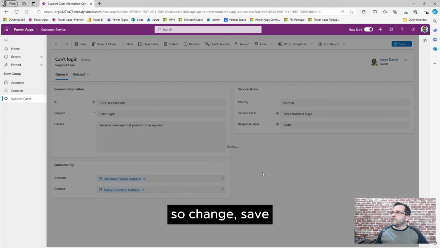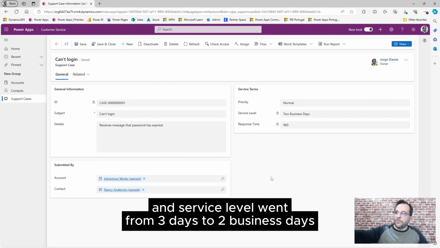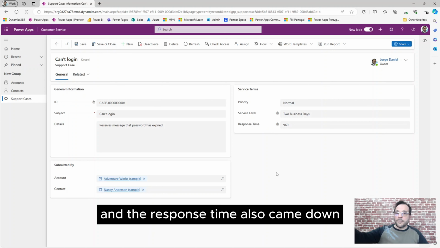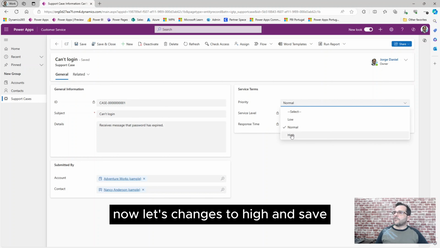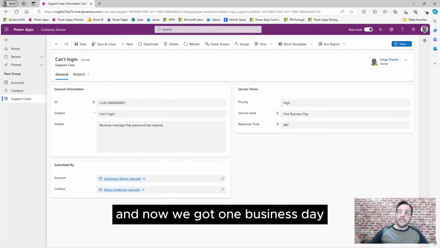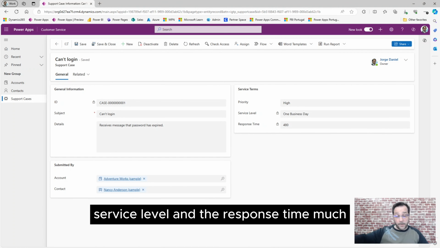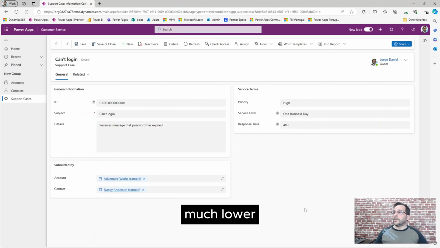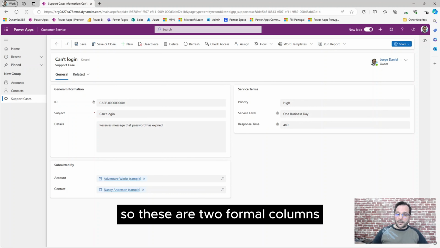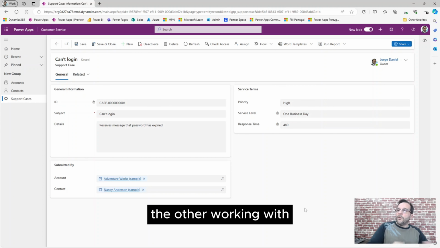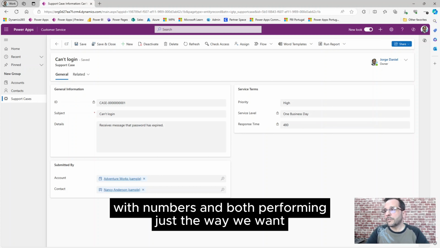So change, save, and service level went from 3 days to 2 business days, and the response time also came down. Now let's change this to high and save, and now we got 1 business day service level and the response time much lower. So these are 2 formula columns, one of them working with text, the other working with numbers, and both performing just the way we want.